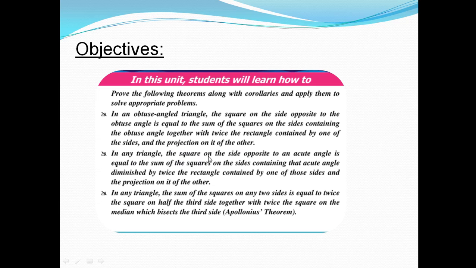In a triangle, the square of the side opposite an acute angle is equal to the sum of the squares on the sides containing the acute angle, diminished by twice the rectangle contained by one of those sides and the projection on it of the other. In any triangle, the sum of the squares on any two sides is equal to twice the square on the third side together with twice the square on the median which bisects the third side. Apollonius theorem.